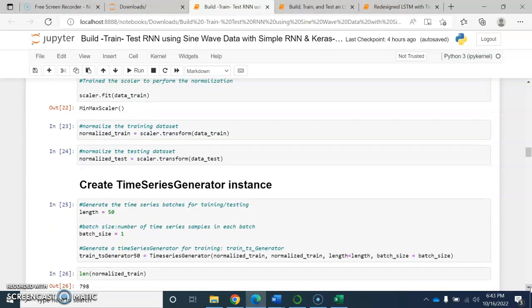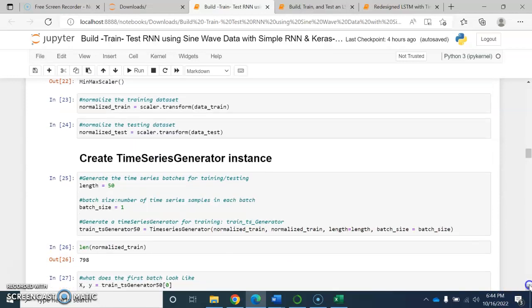Next, we create a time series generator, which would simply provide a sequence class that could be used to go through a loop. And then we generate the time series of 50. I use the length 50 and the batch size of 1. And over here, it's going to take in the normalized training set, the length, as well as the batch size.